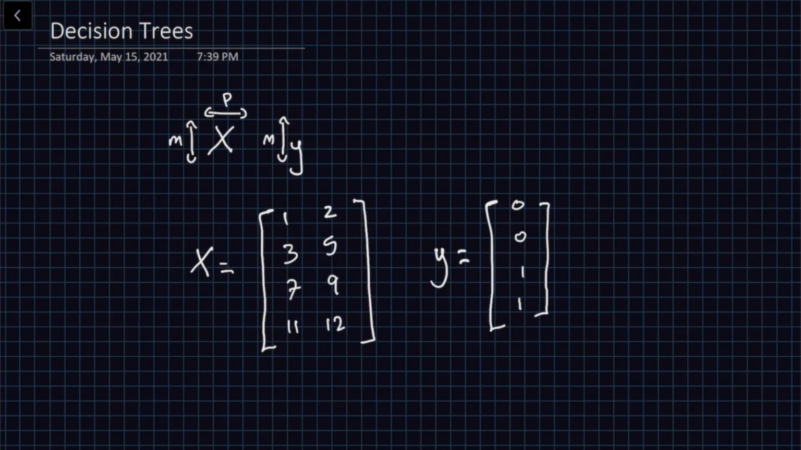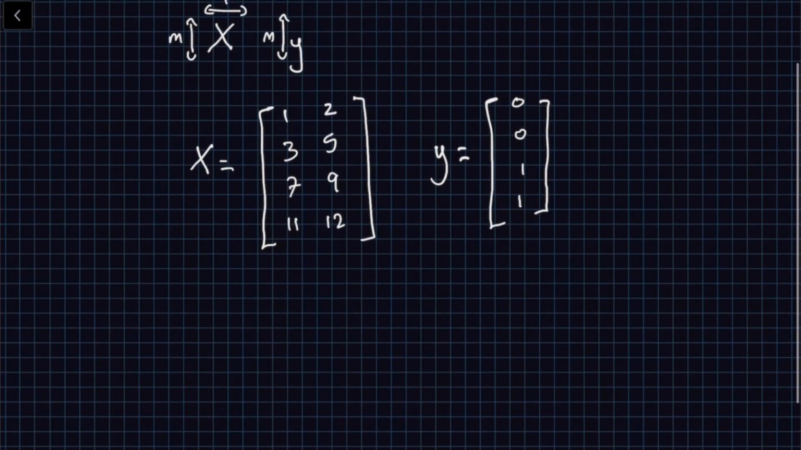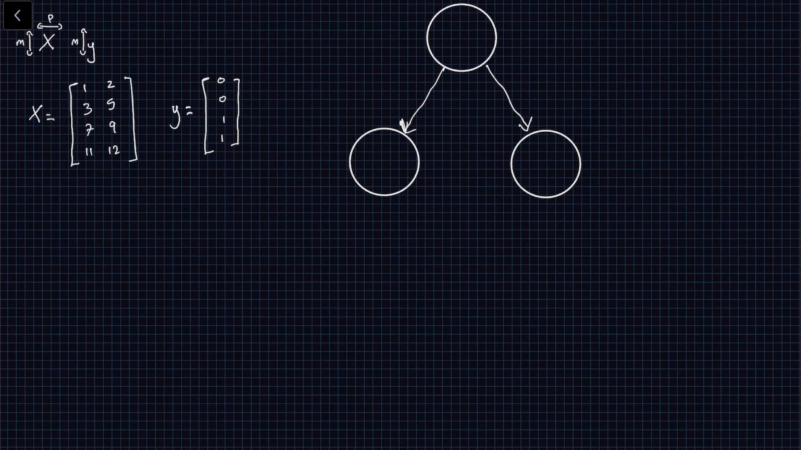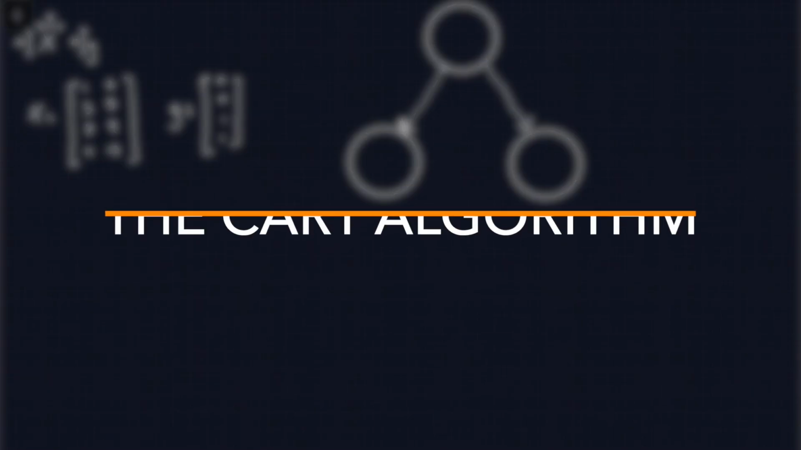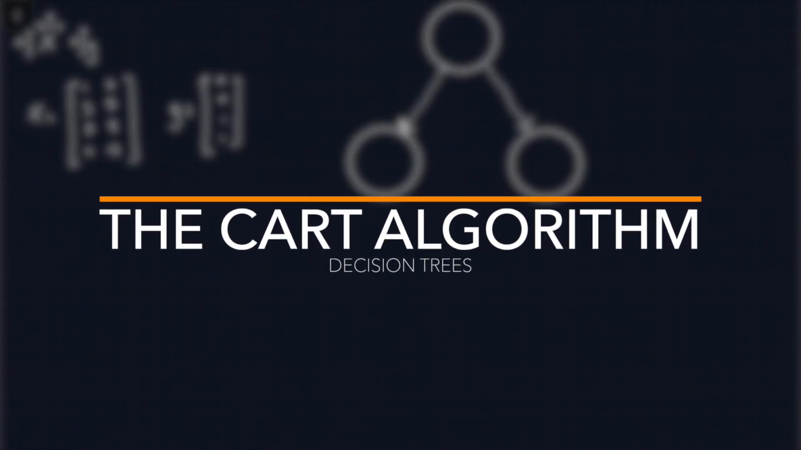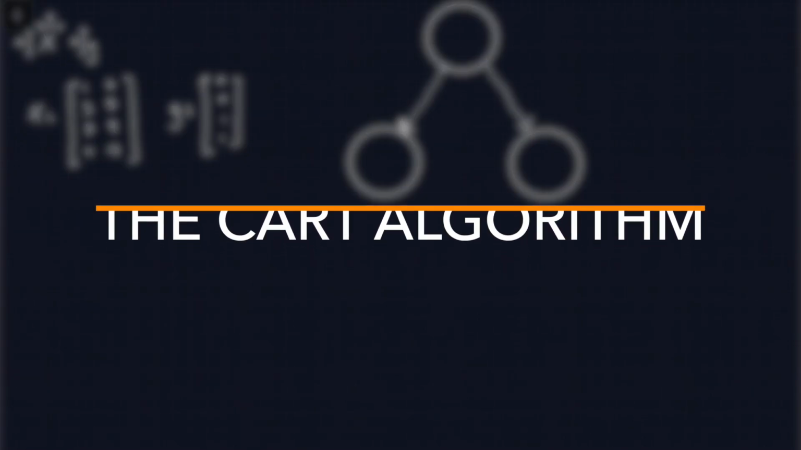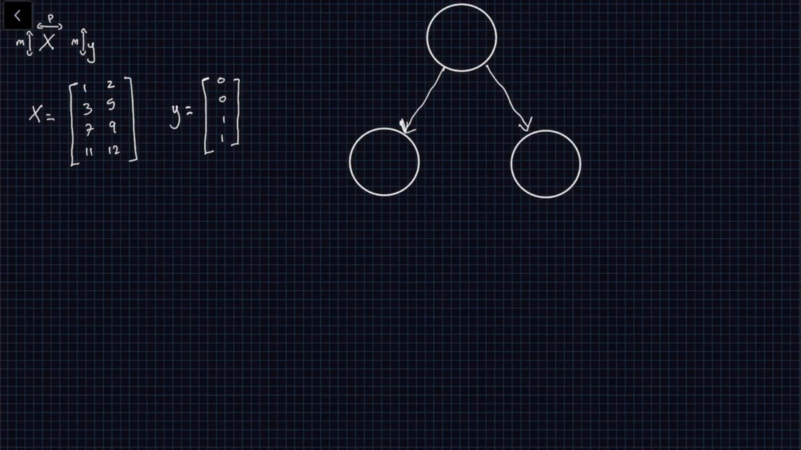So what decision trees do is build a tree based on some cost. This tree is built up recursively through a sophisticated yet intuitive algorithm called the CART algorithm. CART stands for Classification and Regression Tree. It's a greedy algorithm that splits up your data to minimize some cost. The cost really depends on whether you're doing classification or regression.